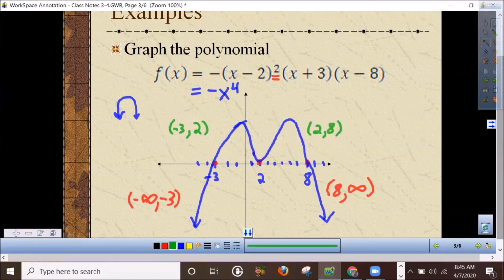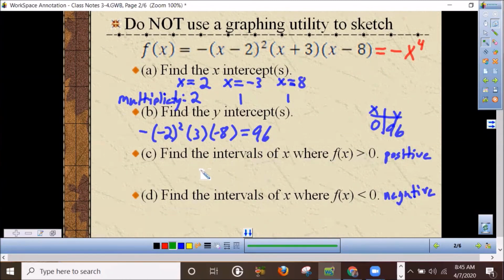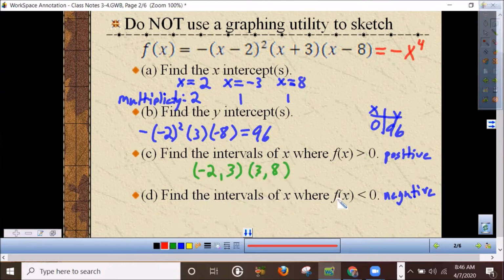And now we can go back and answer those questions about where the graph is positive and where the graph is negative. The intervals of x where f of x is greater than 0 were from -3 to 2 and from 2 to 8. The intervals of x where f of x is less than 0 were from -infinity to -3 and from 8 to infinity.